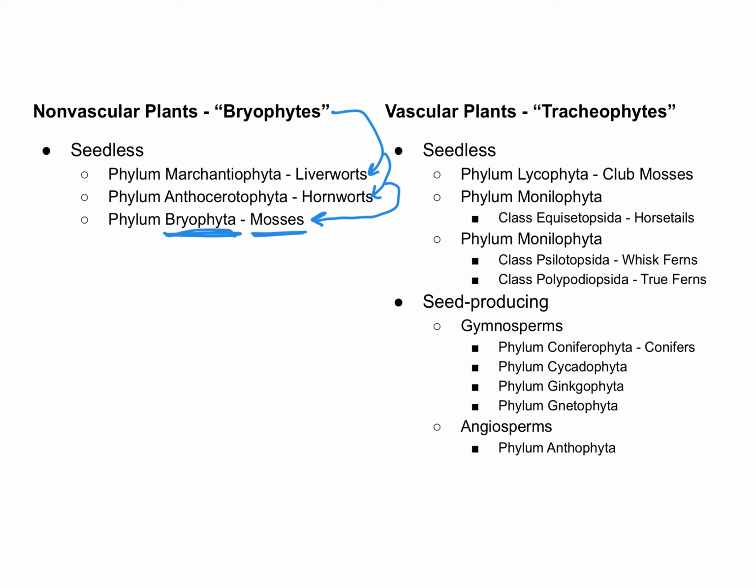Now, the vascular plants, remember that all non-vascular plants are seedless, but the vascular plants can be seedless or they can produce seeds. So overall, we call the vascular plants the tracheophytes. And in this lesson, we are going to focus on the seedless vascular plants. So the seed-producing plants are going to be in a different chapter and in a different lesson.